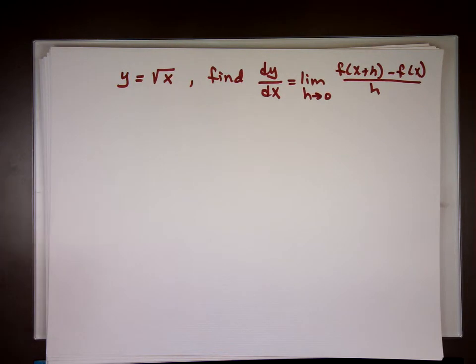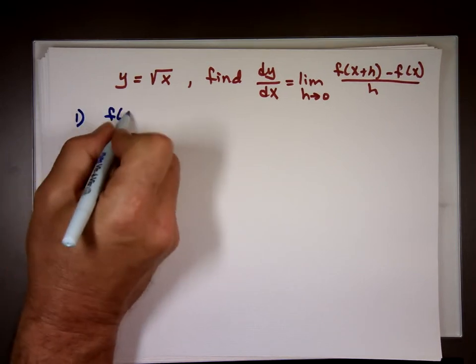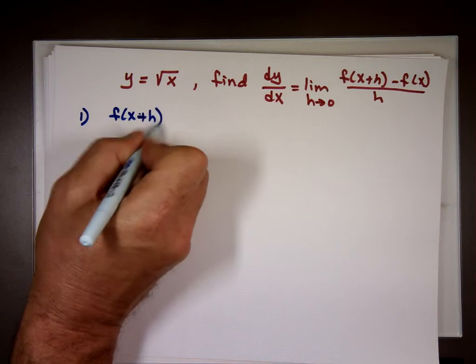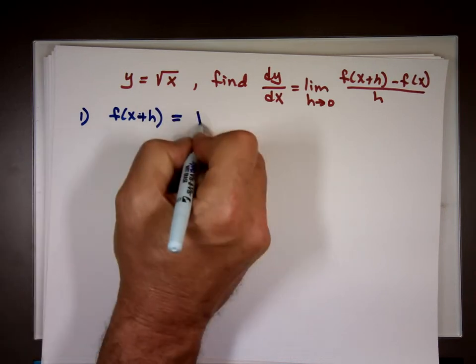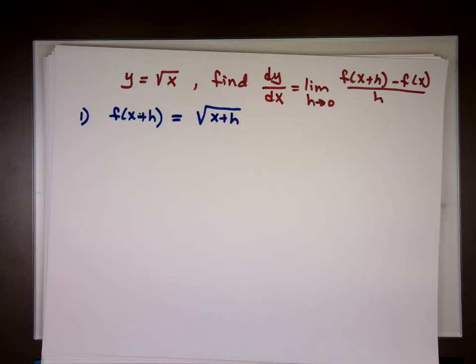Again, it's 4 steps. Step number 1, f of x plus h. Replace x with x plus h. Can we simplify that? What do you think? Can we break it down to square root of x plus the square root of h? Let me try again. Can you break it down to square root of x plus square root of h? No. Good answer. No, you can't. Not addition, subtraction, only multiplication, division.